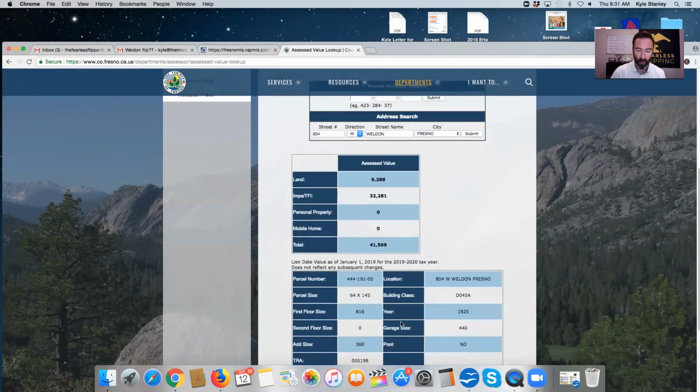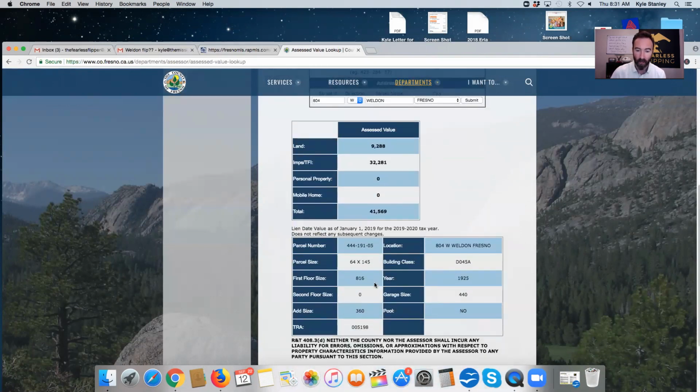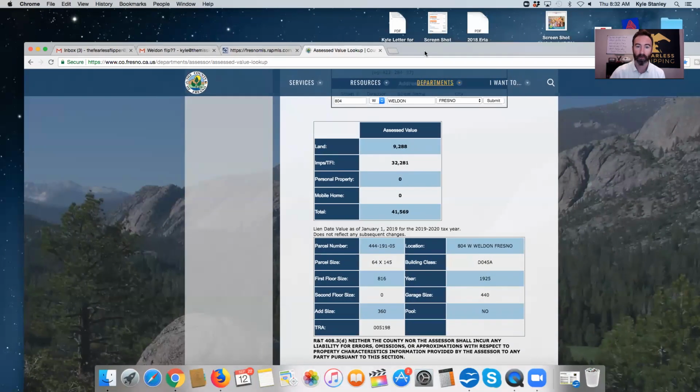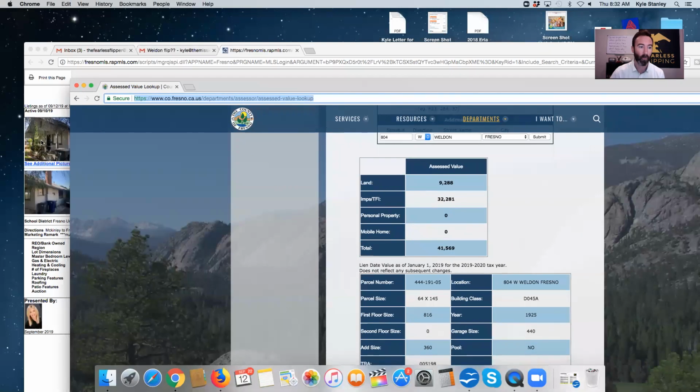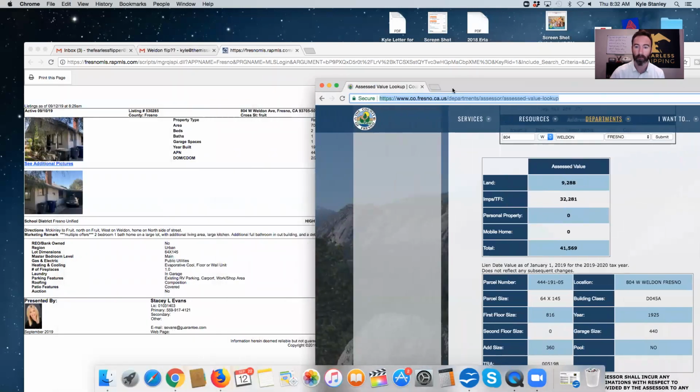And there it is. So it is 816 square feet on the first floor. We've got an add-on size of 360 and no second floor. And there's a garage size of 440. So let's go back and make sure all that adds up. I'm going to put this in a separate window so we can compare apples to apples.